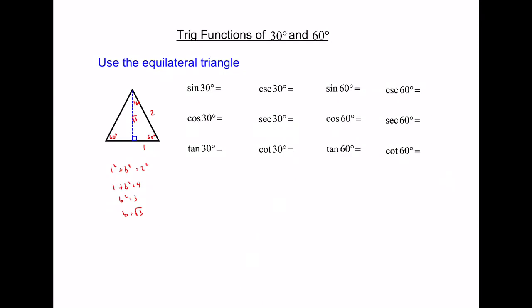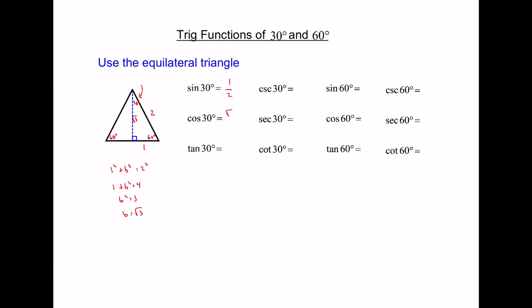So now we're going to go through and find the 6 ratios for 30 degrees and 60 degrees. So sine of 30, I'll just look at this angle right here. Sine of 30 is opposite over hypotenuse, so that's 1 over 2.